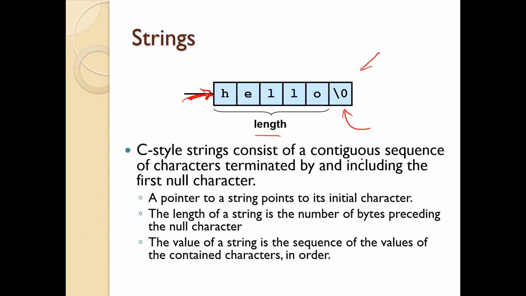So C-style strings consist of a contiguous sequence of characters terminated by and including the null character. A pointer to a string points to its initial character. The length of a string is the number of bytes preceding the null character, right? And the value of a string is the sequence of the values of the contained characters in order, right? Those are all things you already knew, but they motivate what we're doing. We have a buffer in memory, and somebody is going to try to exploit that buffer in some way, leading up to the buffer overflow vulnerability.